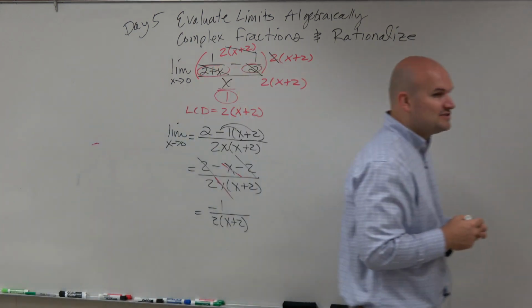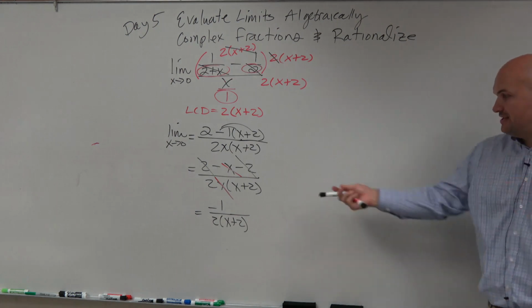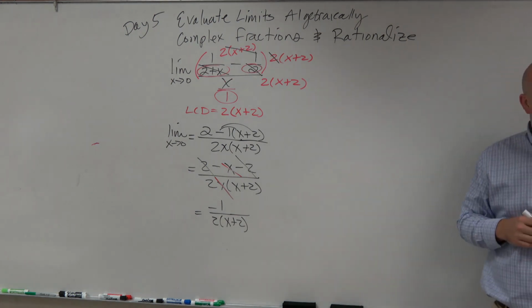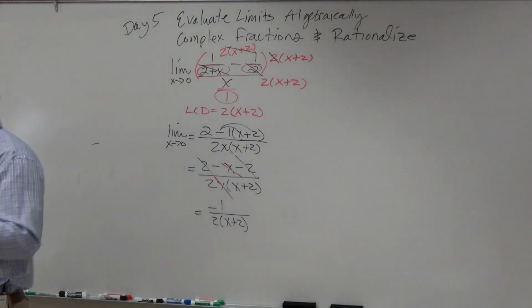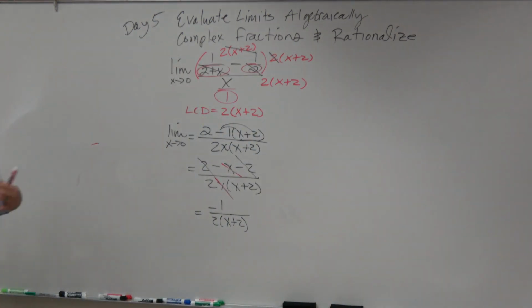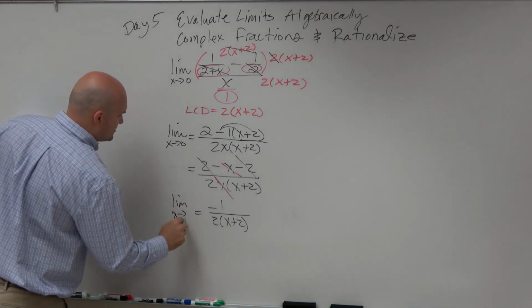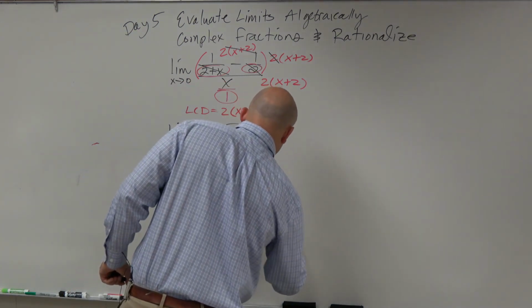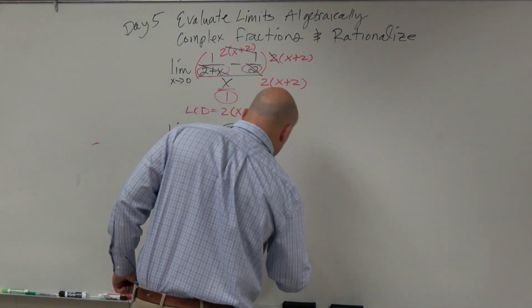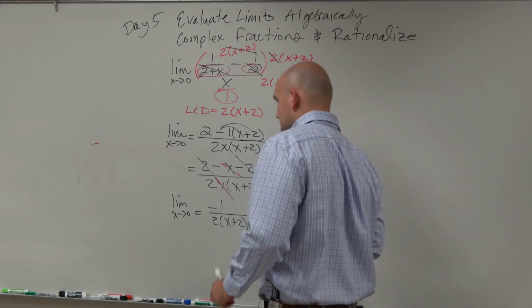Now, after simplifying this, can we directly substitute? Yeah, now it's perfect, right? We just had to simplify this a little bit. As x approaches 0, we're just going to plug that in. So we have negative 1 over 2 times 0 plus 2. 0 plus 2 is 2, times 2 equals negative 1/4.